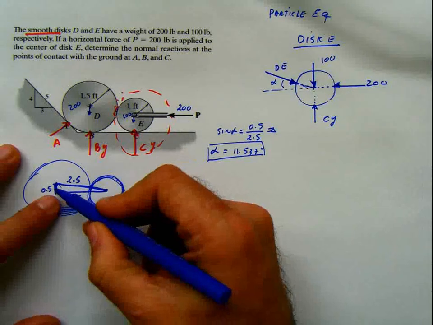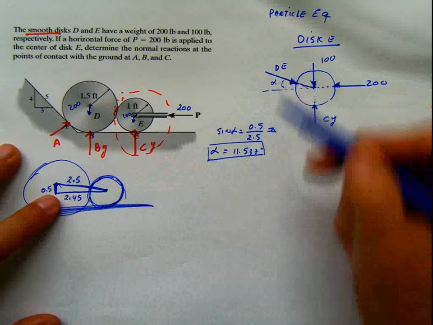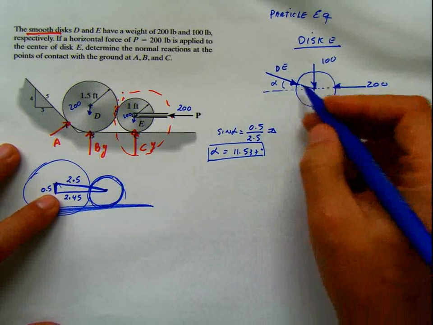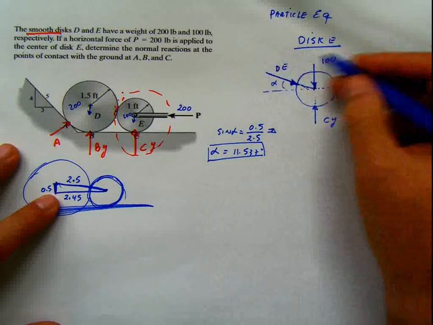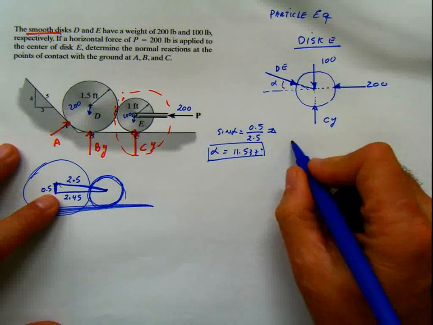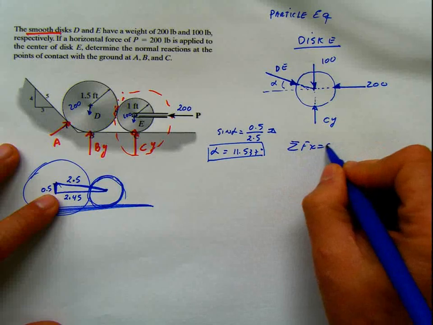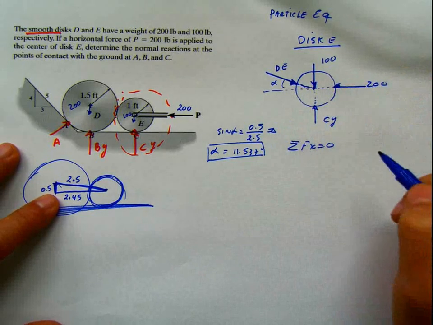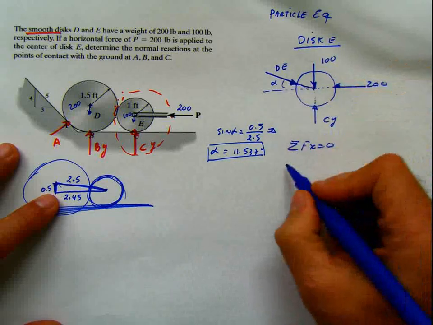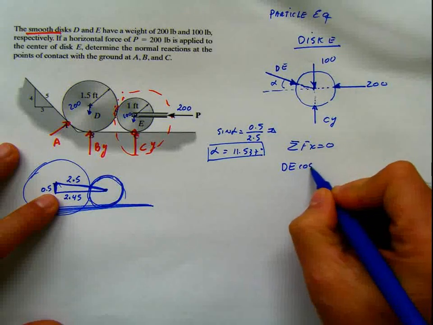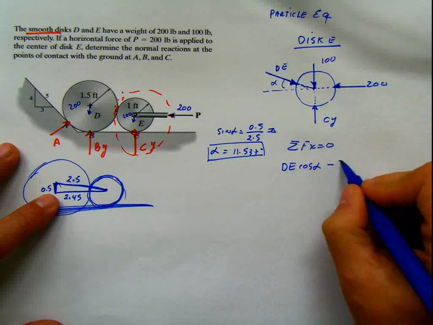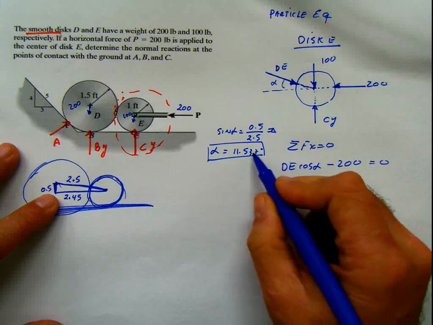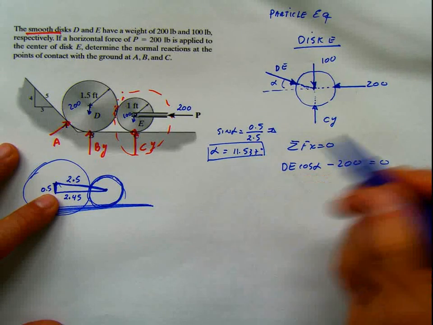And the vertical component is 0.5 divided by 2.5 multiplied by DE. Or you can do just sine and cosine of the angle. So once we have that, we can proceed to this particle equilibrium here, and we can say that summation of forces in X equals 0. And if we do that, we have this component and this force. The horizontal component of this one will be DE cosine alpha minus 200 equals 0. I know the angle alpha because I calculated, and even more, I know the cosine.